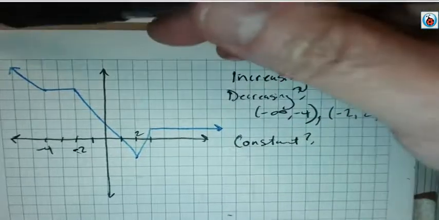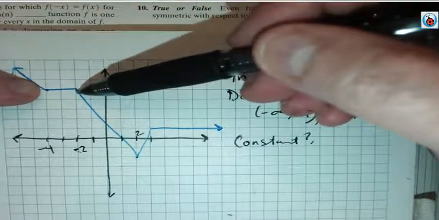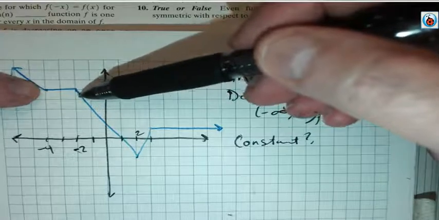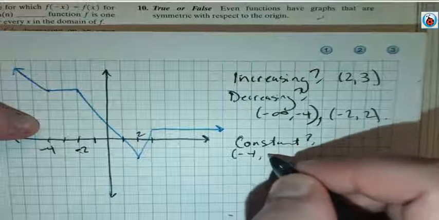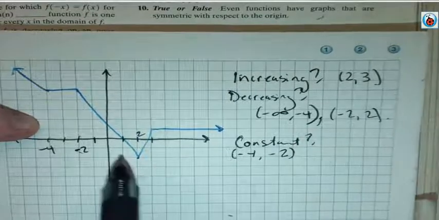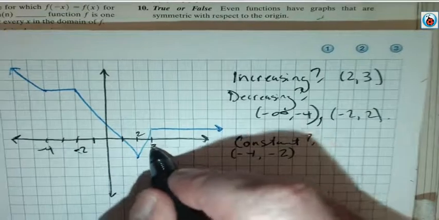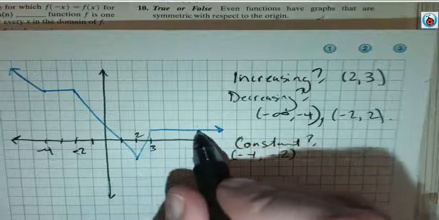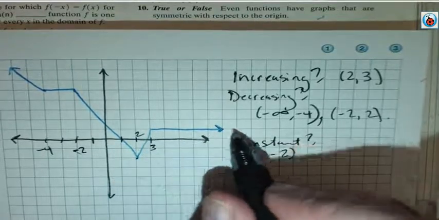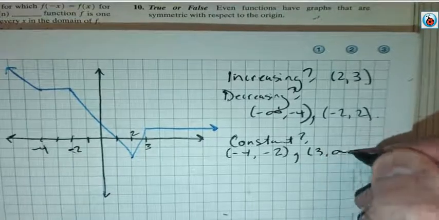What about constant? It's constant when I move left to right. When I'm between here and here, I'm on a horizontal. I'm on a flat road. So this is constant when my x values are between -4 and -2. So that's not a point, that's an open interval when x is between -4 and -2. Anywhere else? Yes. When I move left to right, as soon as I get past +3, it's going to stay constant.